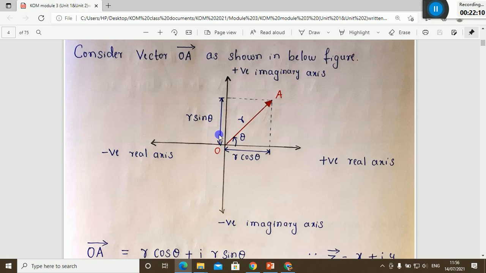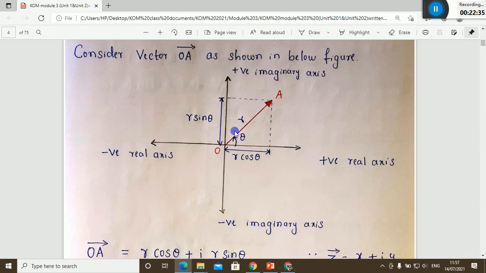So I can call this point O as a tail of the vector, point A as the head of the vector. And the length of this vector is given as small r. And so this is the positive real axis, right? So you can consider this. Remember this. Always we'll measure the angle of this vector with respect to the positive real axis. Remember this. And in anti-clockwise direction or the counter-clockwise direction.